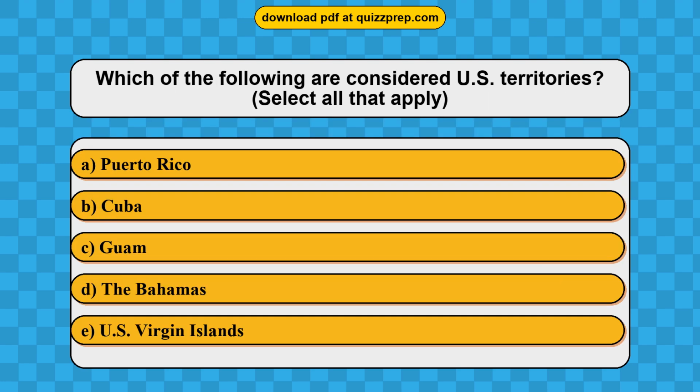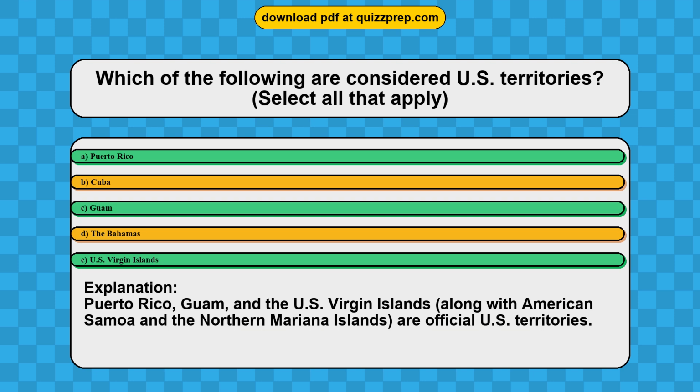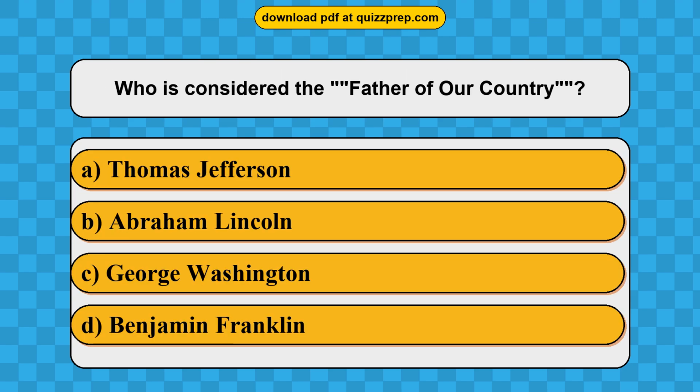Question 70. Which of the following are considered U.S. territories? Option A, Puerto Rico. Option B, Cuba. Option C, Guam. Option D, the Bahamas. Option E, U.S. Virgin Islands. The correct answers are options A and C and E. Puerto Rico, Guam, and the U.S. Virgin Islands, along with American Samoa and the Northern Mariana Islands, are official U.S. territories.